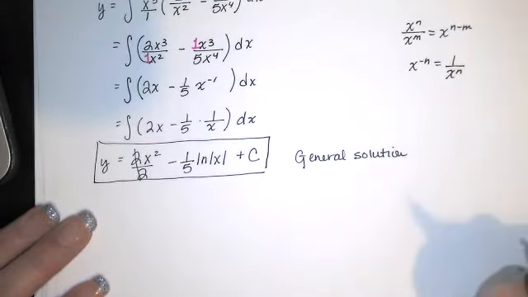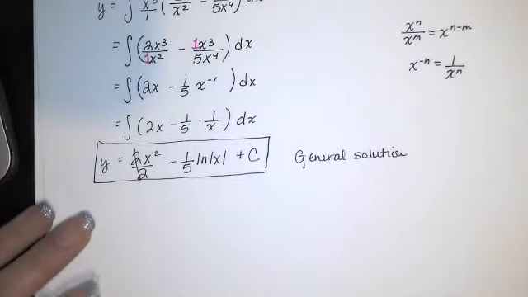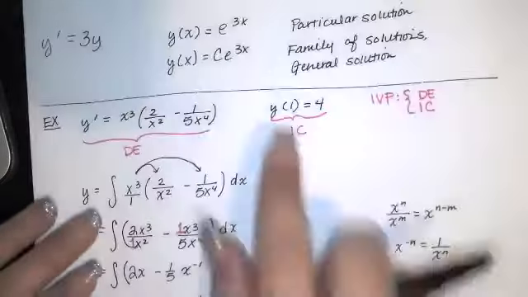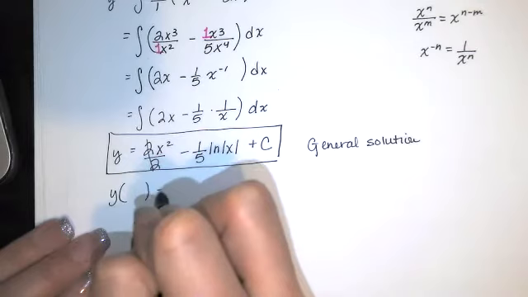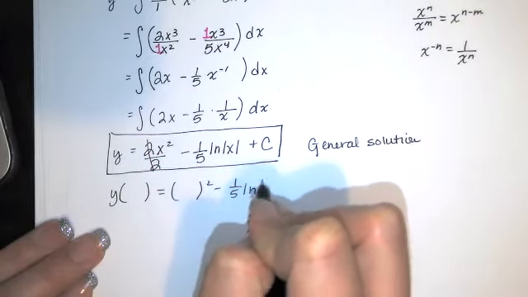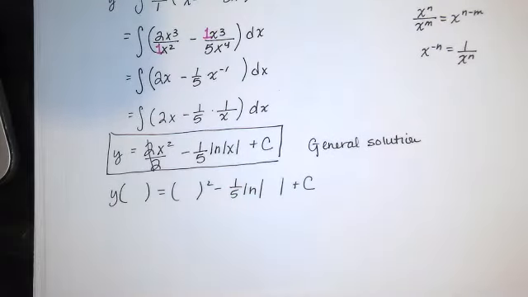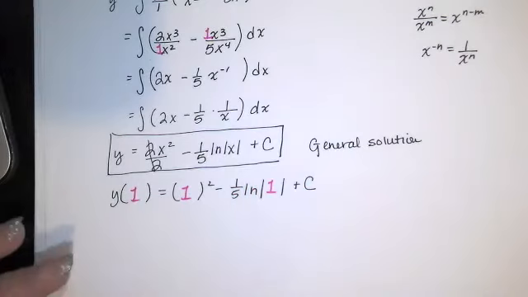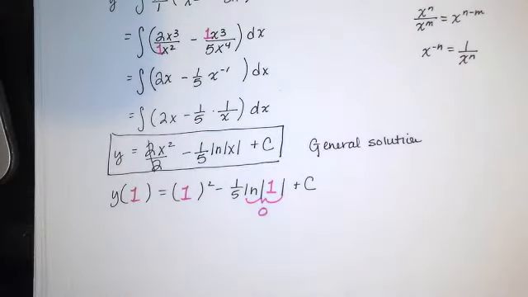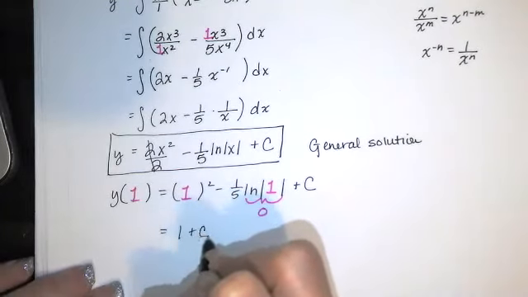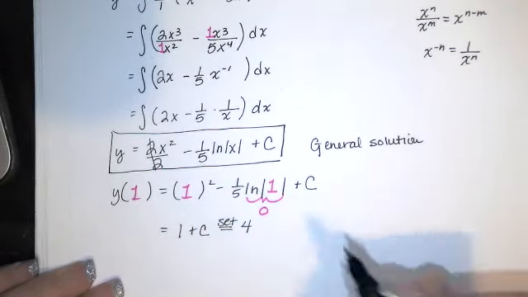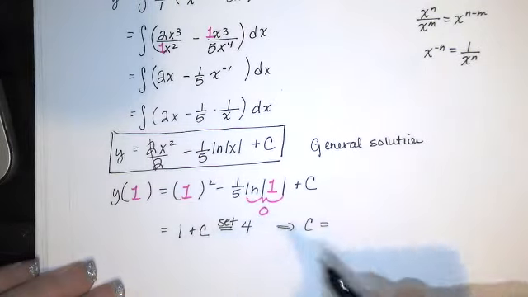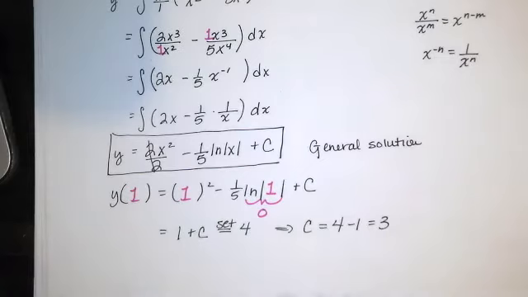But they didn't ask me for a general solution. They asked me for a solution to an initial value problem. So I want to use this initial condition to find the value of c. They're telling me that when x equals 1, y equals 4. So I can evaluate this at x equals 1. Y of 1 is this. And remember, natural log of 1 is 0 because e to the 0 power is 1. And I end up with 1 plus c. They told me that y of 1 was equal to 4. So we set this equal to 4 and we solve for c. Well, if 1 plus c equals 4, then c equals 4 minus 1, which is equal to 3.